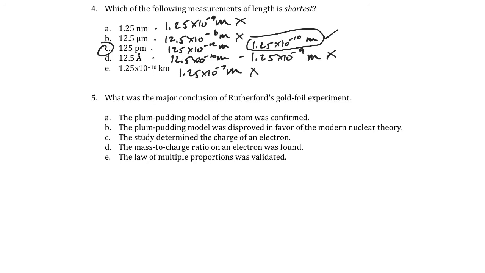So what is the major conclusion of the gold foil experiment? Well, that's the nuclear model that we talked about earlier. So the plum pudding model is disproved in favor of modern nuclear theory. So the nucleus of the atom was what we're supporting. The plum pudding model is the idea that all the protons, neutrons, and electrons would be interdispersed. That's not true. The study determined the charge of the electron? That's Millikan's oil drop experiment. The mass-to-charge ratio was Thomson's cathode ray tube. Multiple proportions was validated? That's just a proposal of Dalton's theory. It's what leads to multiple proportions. So there we go.